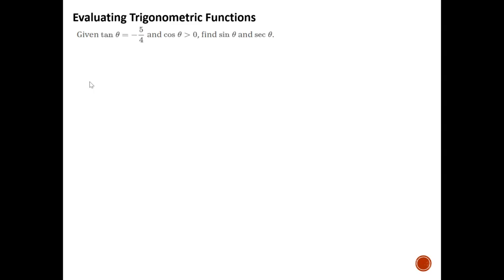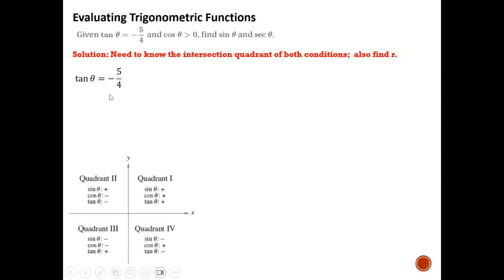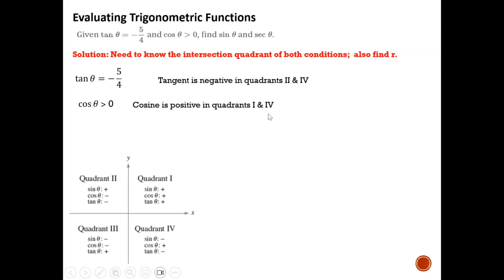Okay. So what should we do first? We need to know the intersection quadrant of both conditions, right? This is condition 1, the tangent is negative. This is condition 2, the cosine is positive. And also we need to find r. But first, let's find the intersection of the quadrants. We notice, guys, that tangent is negative in quadrant 2 and quadrant 4. Now we know that the cosine is positive in quadrant 1 and quadrant 4. Okay, where do they intersect?